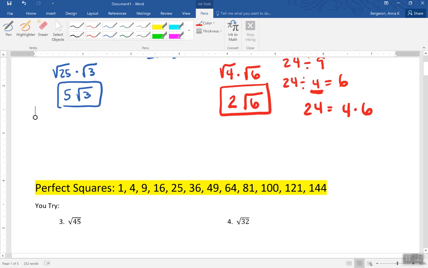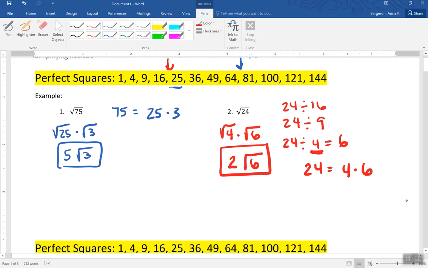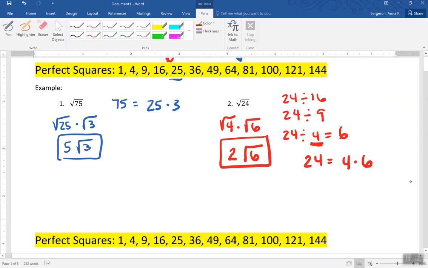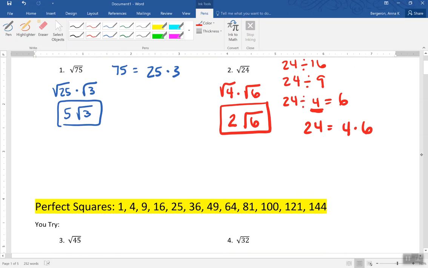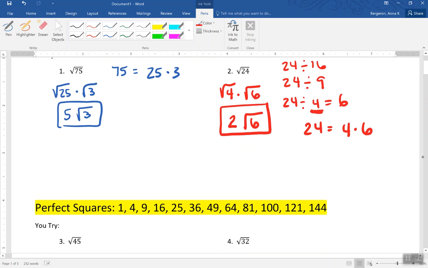All right, so I want you to go ahead and try using these two examples. I want you to try these two here. I'm going to leave it like this so you can pause the video and, looking at these two examples, try to do these bottom two.